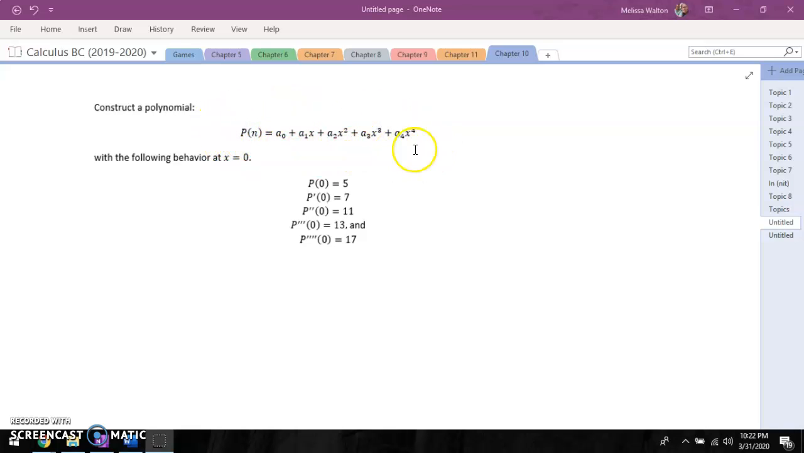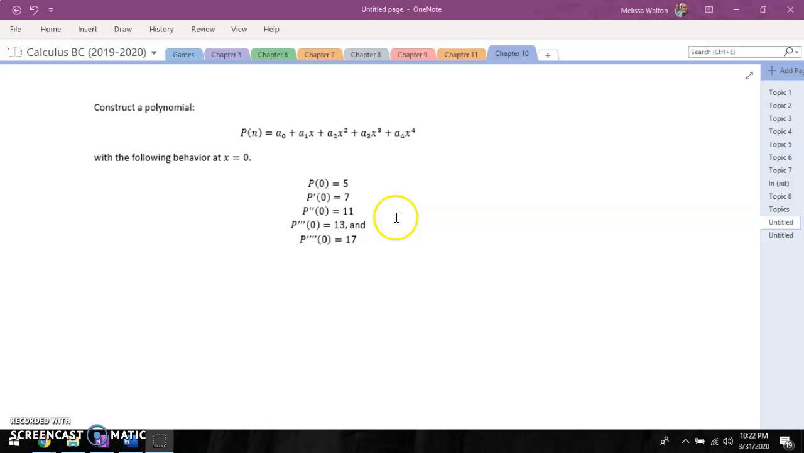I want you to create this polynomial with the following rules. These are the things that I want from it. First off, at 0, I want it to be 5. I want its first derivative at 0 to be 7. I want its second derivative at 0 to be 11. Third derivative to be 13. And then finally, your fourth derivative, I want it to be 17. So I want to create a polynomial where all of these things are true.